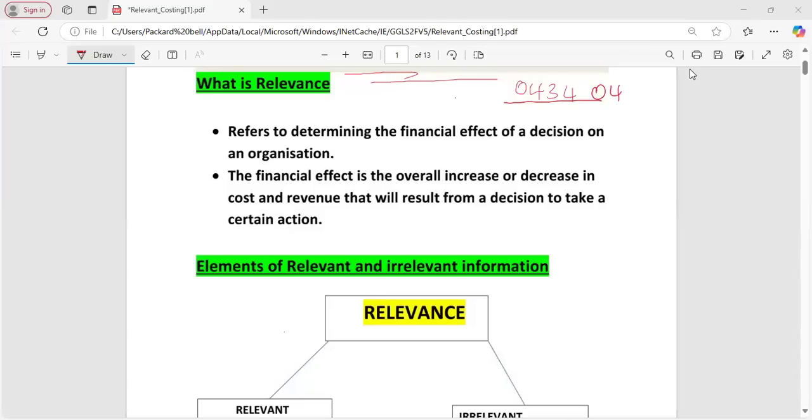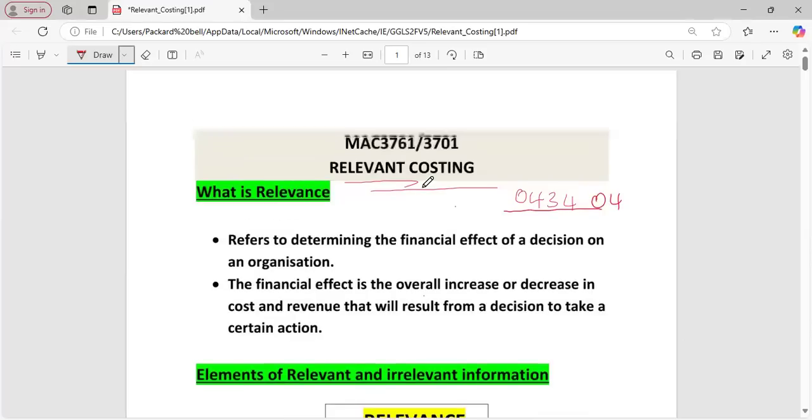Let's start with relevant costing. Remember, we're supposed to have this class on Wednesday. Then something just came up, and we had to reschedule the class. So let's have the class on relevant costing so that we can finish the topic.